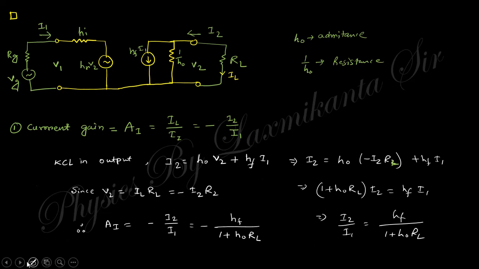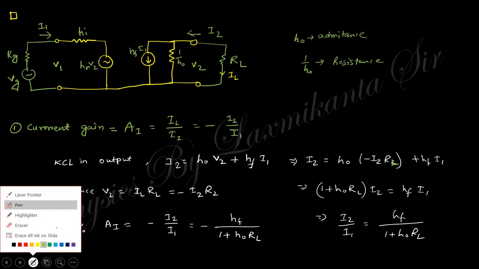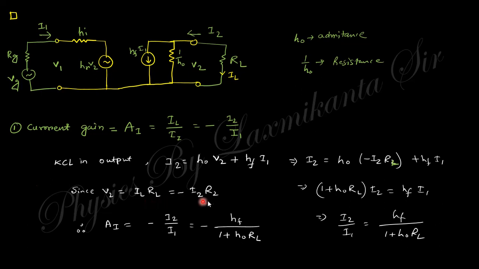Okay, so I2 R2 or ILRL, no problem. Taking I2 common, I2 by I1 equals like that. So this is the current gain, minus I2 by I1, which is minus HFE by 1 plus HORL. So this depends on the load resistance. The current gain in the circuit depends on the load resistance.